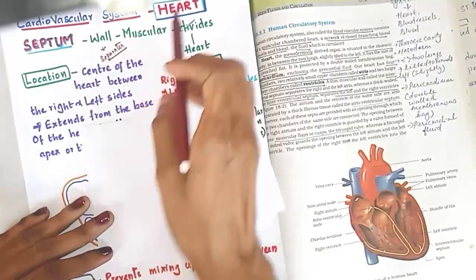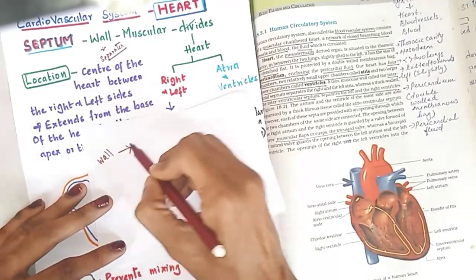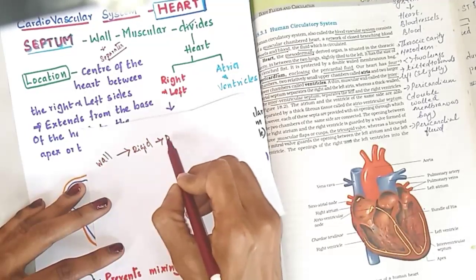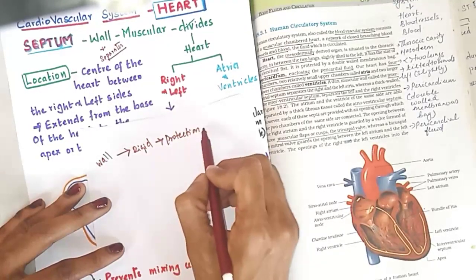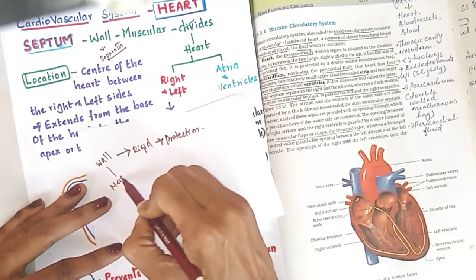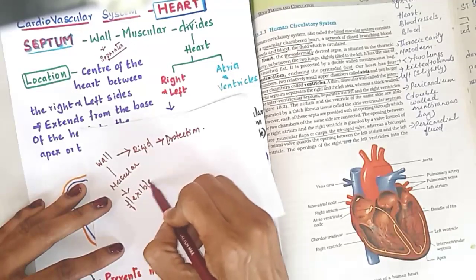Septum is a muscular wall present in the heart. When we say wall, we usually think it must be rigid. Then only it can give you protection, right? But the wall in the heart is a muscular wall, which means it is a flexible wall. Why should it be flexible? It is strong and flexible.